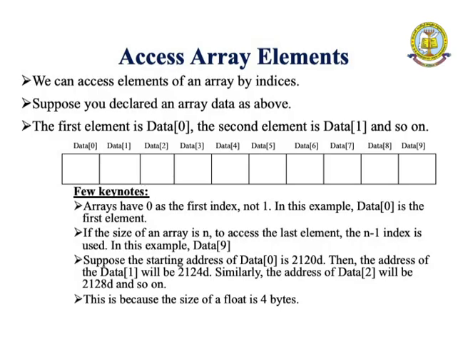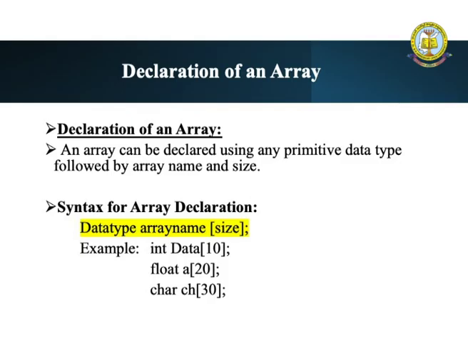Array index numbers start from 0. To store elements into an array, there are two ways. The first way is to take a particular index number with the array name. For example, we have seen the declaration of the array data with size 10. That means 10 elements we can store. The first element can be stored as data of 0 is equal to 5. 5 will be stored in the first location of the array.